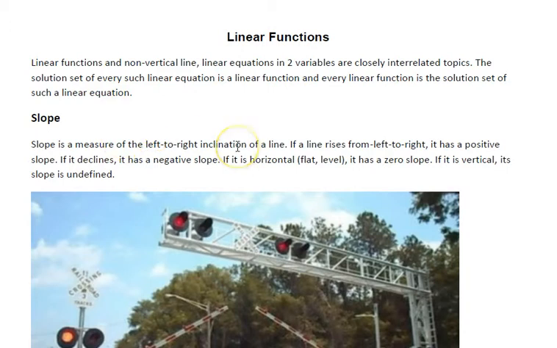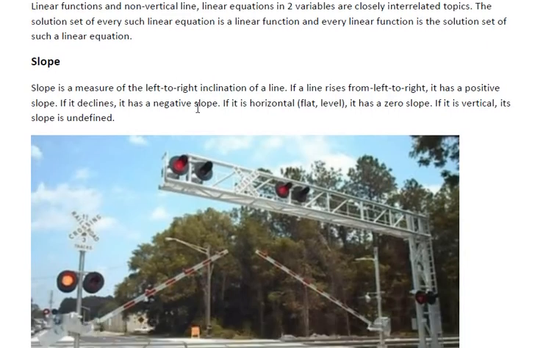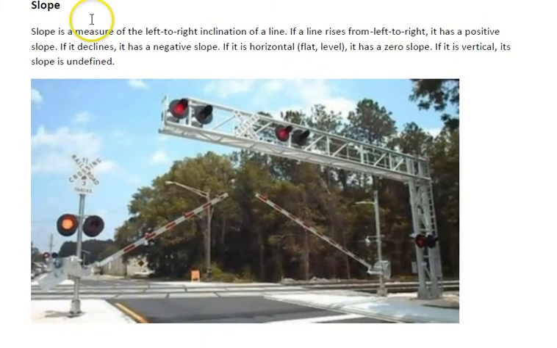In this discussion, because of the close interrelationship between linear functions and linear equations, we'll be looking at both of them. The first thing that we need to talk about is the concept of the slope of a line. Slope is a measure of the left to right inclination of a line. If a line rises from left to right, it has a positive slope. If it declines, it has a negative slope.